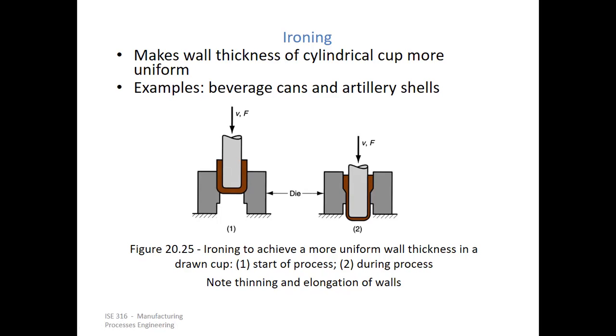Here V and F denote the velocity with which the punch is moving and the force that is being applied. So for artillery shells, a shell by definition is hollow, so the punch will go inside that shell and then try to make the wall thickness uniform.